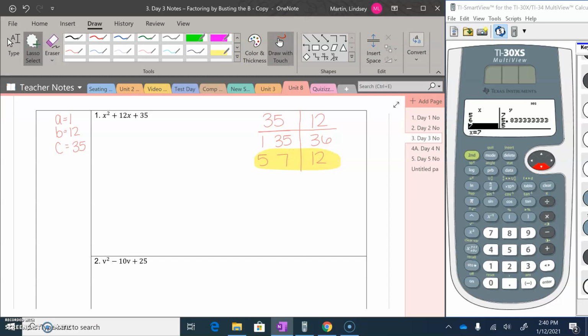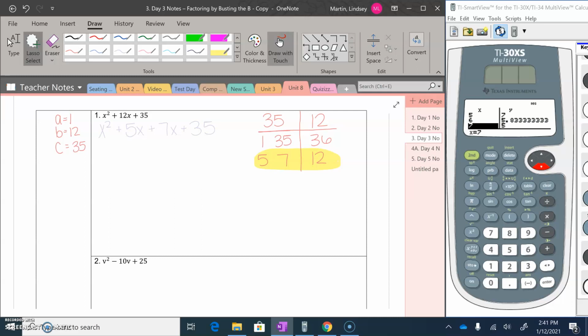When I say bust the b, that means that we're going to take my b value of 12 and split it up into 2 terms. So instead of 12, I'm going to have 5 and 7.